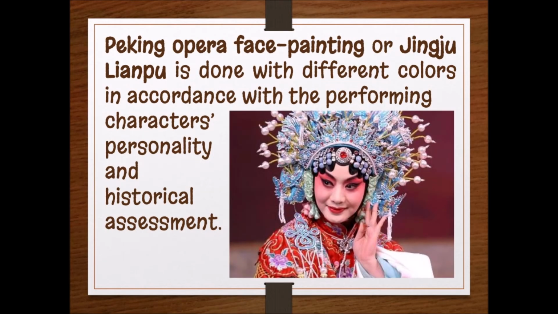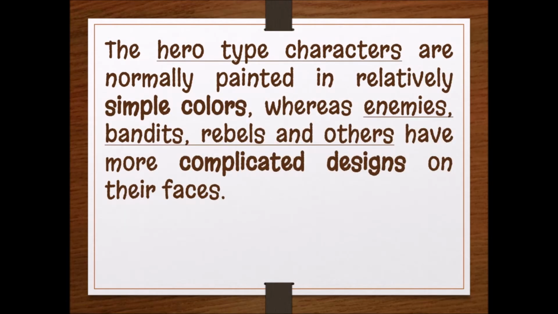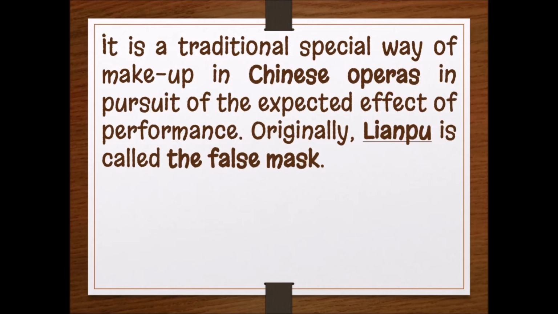Peking opera face painting or Zhengzhou Lianpu is done with different colors in accordance with the performing character's personality and historical assessment. The hero type characters are normally painted in relatively simple colors, whereas enemies, bandits, rebels, and others have more complicated designs on their faces. It is a traditional special way of makeup in Chinese operas in pursuit of the expected effect of the performance.